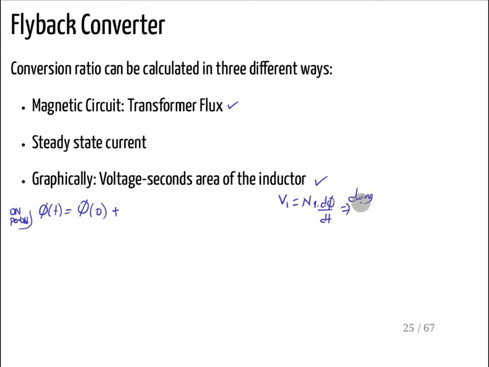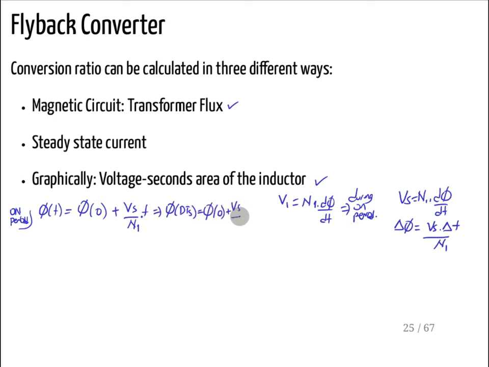So during the on period, Vs, because it is connected to the source voltage, equals N1 times d phi over dt. Or I can write the change of flux is equal to Vs times delta t divided by N1. So I can write that equation as Vs divided by N1 times t, if it is linear. Or I can write flux at dTs is equal to flux at 0 plus Vs divided by N1 times dTs. Actually, that value will be the peak flux.